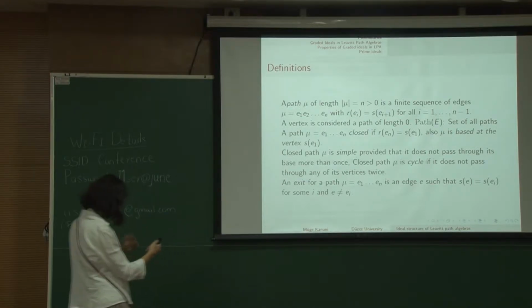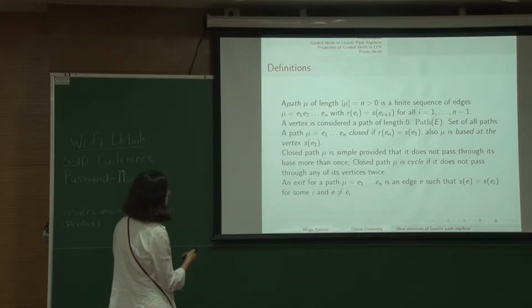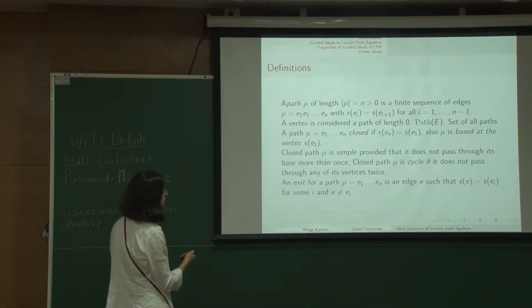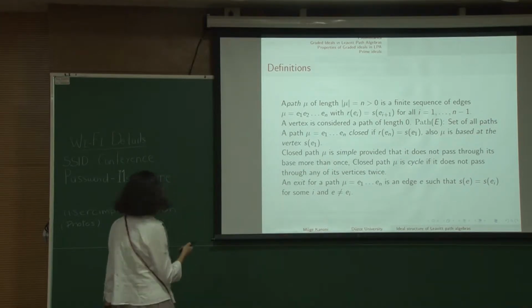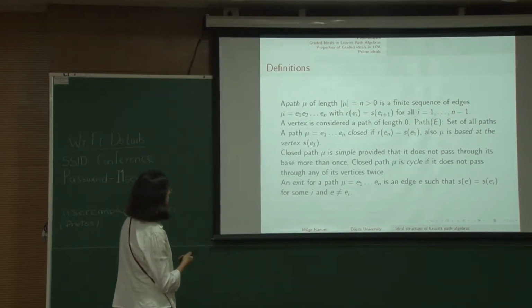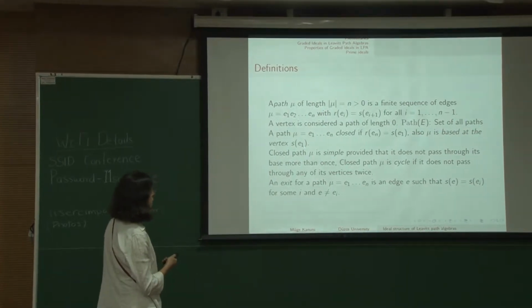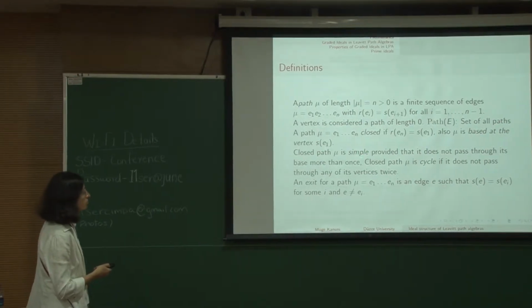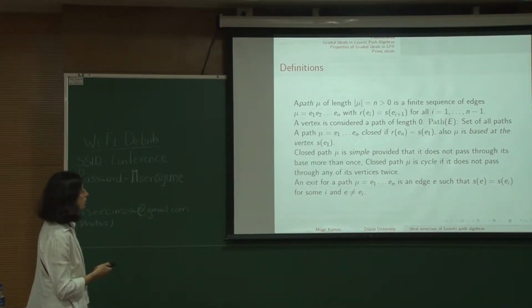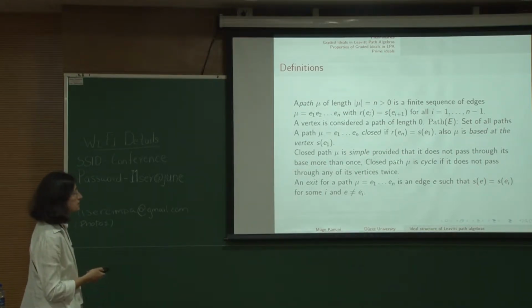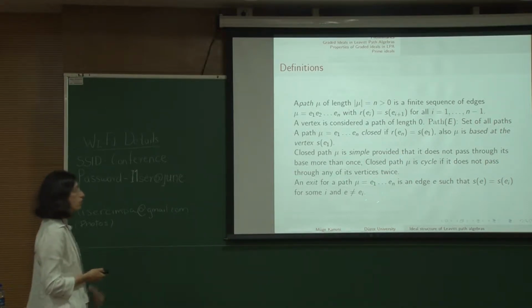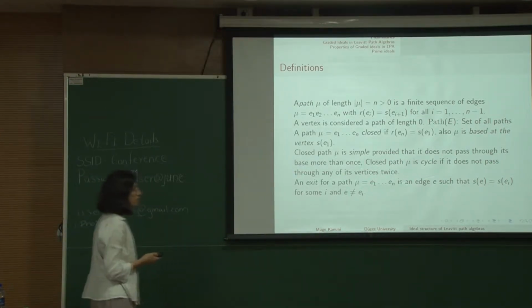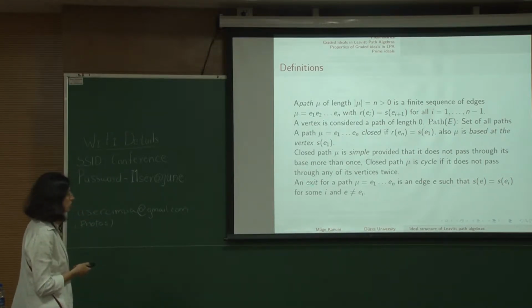A path is closed if the source of the first edge is equal to the range of the last edge. So it starts and ends at the same point, and we say that mu is based at that vertex. A closed path is simple if it doesn't pass through its base point more than once. And it's a cycle if it doesn't pass through any of its vertices twice. Professor Ergasmami mentioned this in the morning, so I'll just go over it quickly.